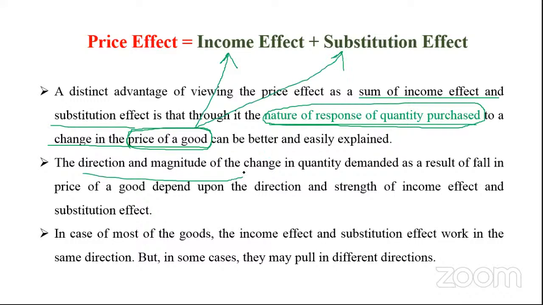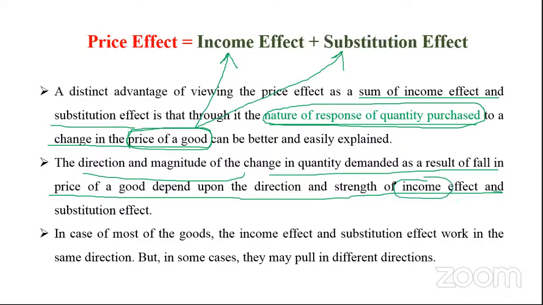The direction and magnitude of the change in the quantity demanded as a result of a fall in the price of a good depend upon the direction and strength of the income effect and the substitution effect. When the price falls, it depends upon the income as well as the substitution effect. In most cases, for most goods, the income effect and substitution effect work in the same direction. In some cases it will vary.